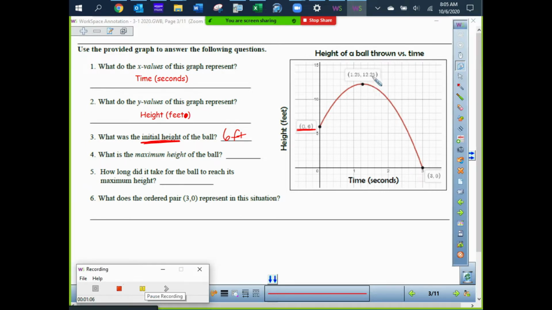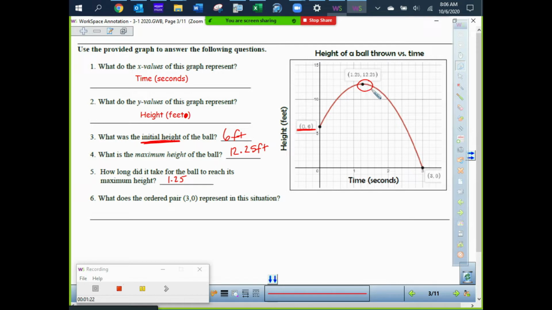What is the maximum height of the ball? Maximum height of the ball is right here, 12.25 feet. Got to have the labels. How long did it take for the ball to reach its max height? It took 1.25 seconds. Does anybody know what this point is called again right here? It is the maximum, but on the parabola, that has a special name. What is that thing called? That is the vertex of the parabola.